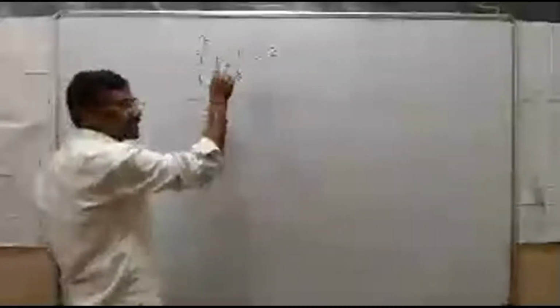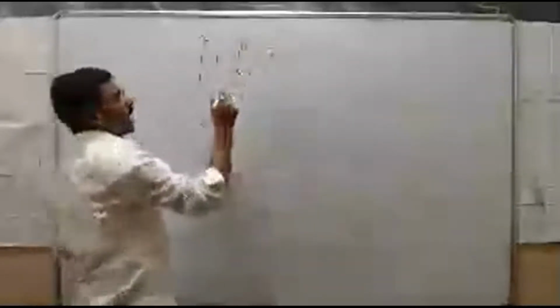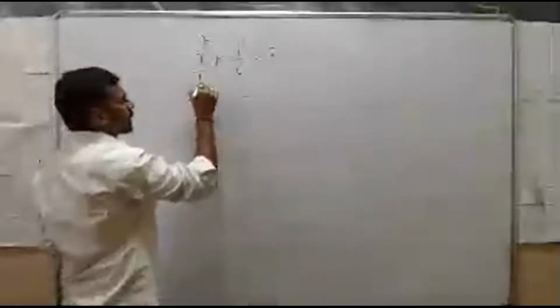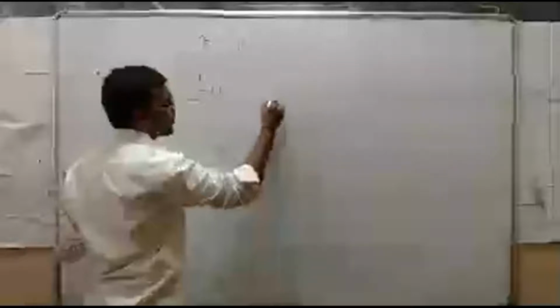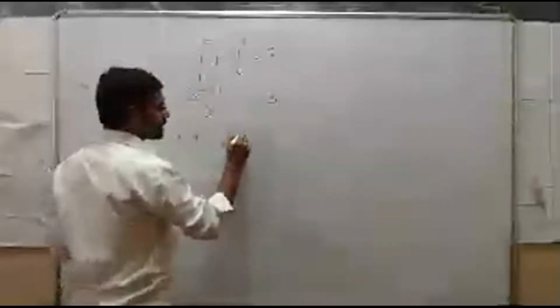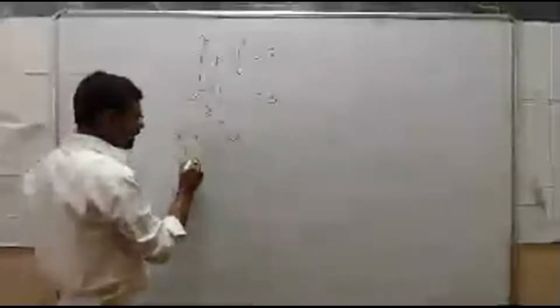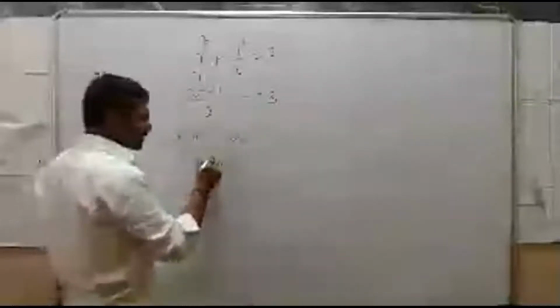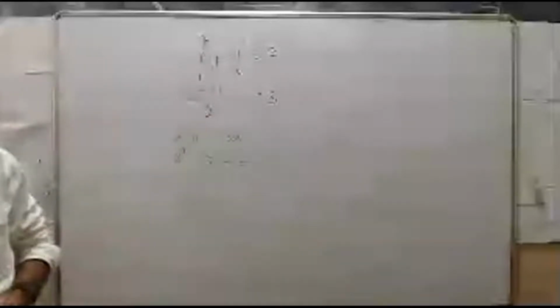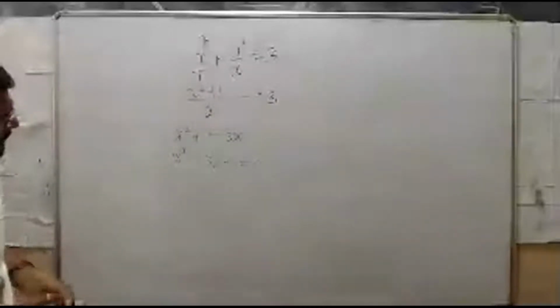X is there, x gain multiply ಮಾಡಿದ್ರೆ x ಆಗುತ್ತೆ, 1 into x is x. Now x into x is x square, plus 1, 1 is equal to 3. Then cross multiplication: x square plus 1 is equal to 3 into x, 3x. Therefore x square minus 3x plus 1 is equal to 0.